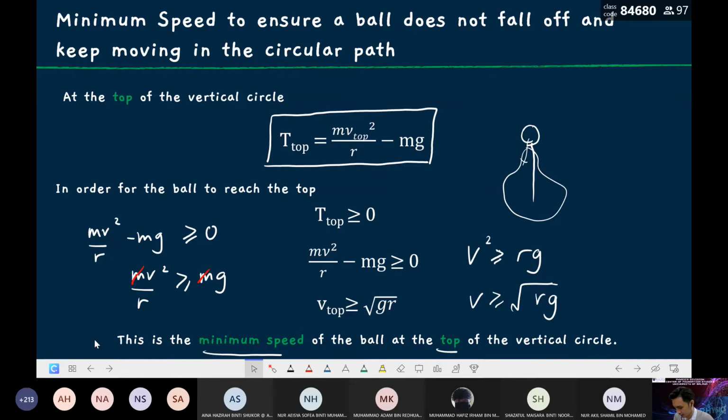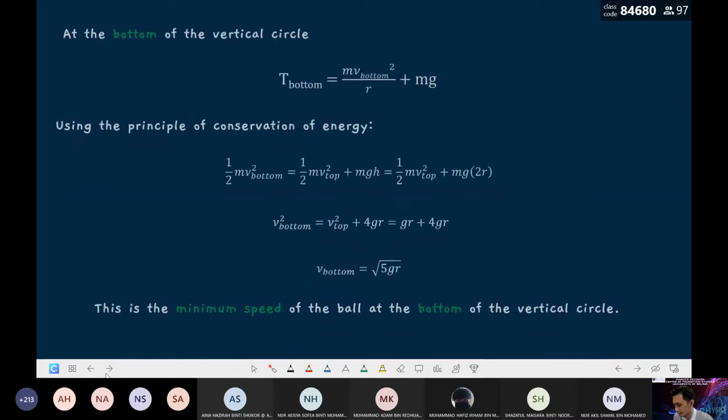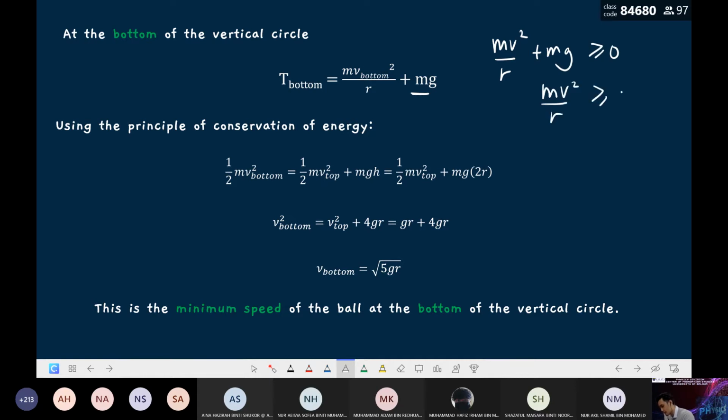Okay. Next, if we want to do it at the bottom, what is the velocity? So at the bottom of the circle, we do have this equation. It has the additional weight that I mentioned earlier. So that's why it has plus mg. But we cannot use the same method as previous, where we make T larger than 0. If I use that method, you see this mv square over r plus mg, and I make it larger than 0, then what will happen is it becomes negative mg here. Then I cancel m and the velocity is the square root of negative rg. So we cannot do this. This one is undefined. We cannot take the square root of a negative number.